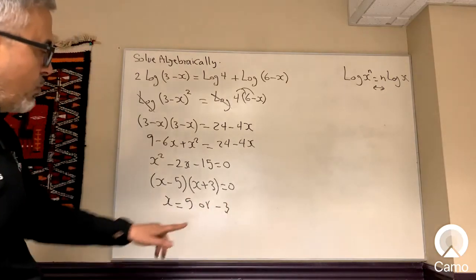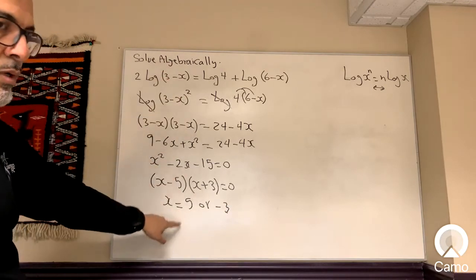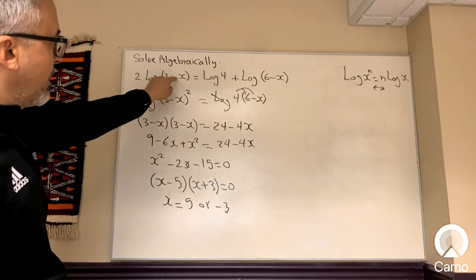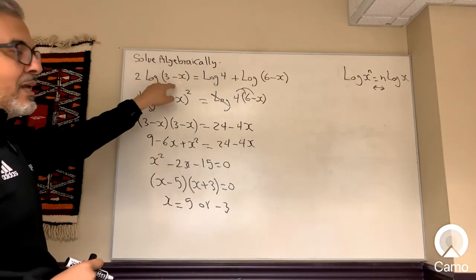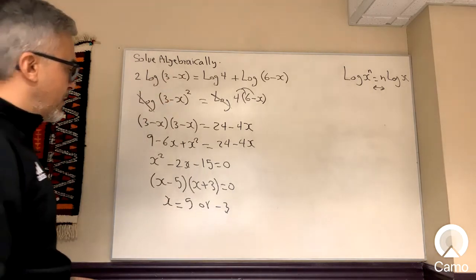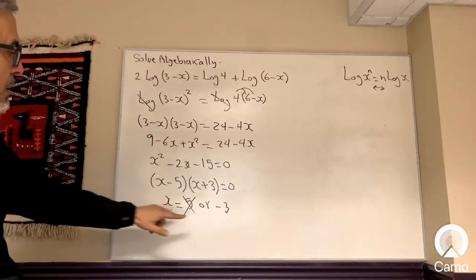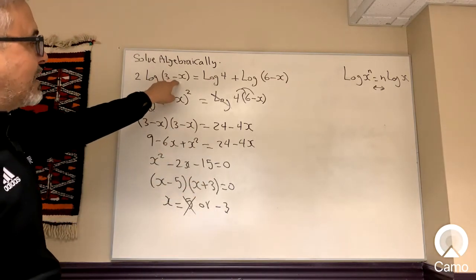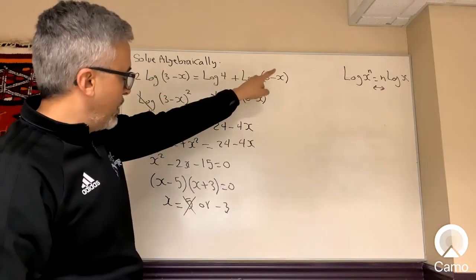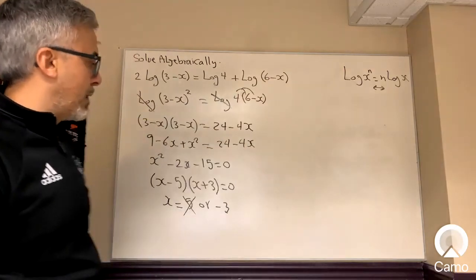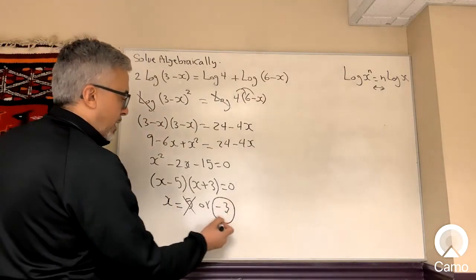So again, always when you get your answers here, you have to go back and see which one doesn't work. So if I put in 5 right there, 3 minus 5 is negative 2. That will give me negative 2. You cannot log a negative number. We cannot log negatives. So therefore, the 5 here, you have to reject. That's an extraneous root. If you put in the negative 3, 3 minus negative 3 gives you 6. So you could do that. And 6 minus negative 3 will give you 9. And you could log positive 9. So the answer here will be just x equals negative 3.